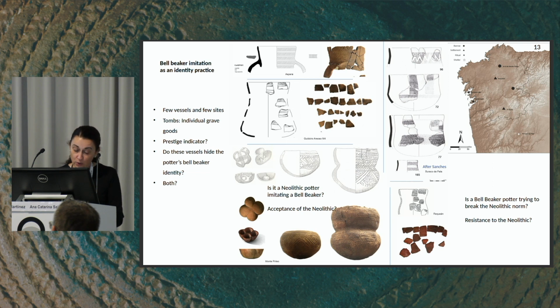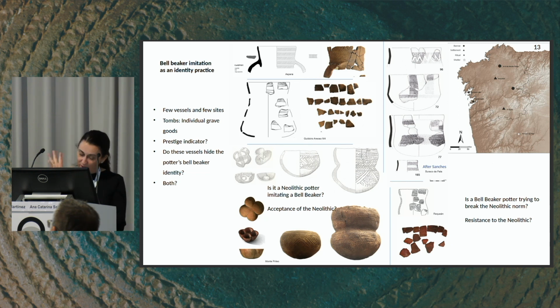Imitating a decoration could be more or less easy, but it is really difficult to imitate some steps of the chaîne opératoire if the potter has not been trained in a Beaker community, for example, the paste treatment or maybe firing. In some African communities, the treatment of pastes and tempering express group identity.